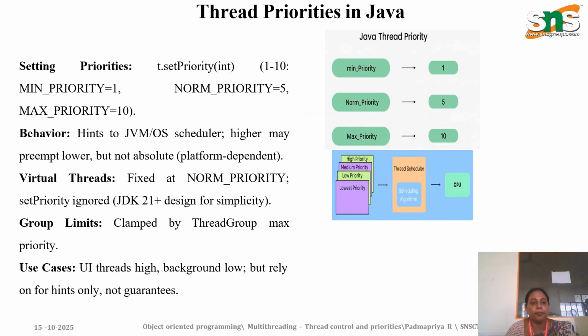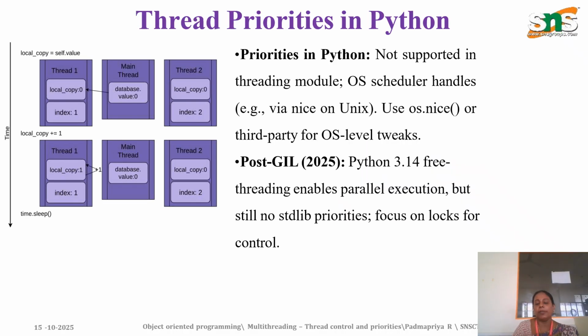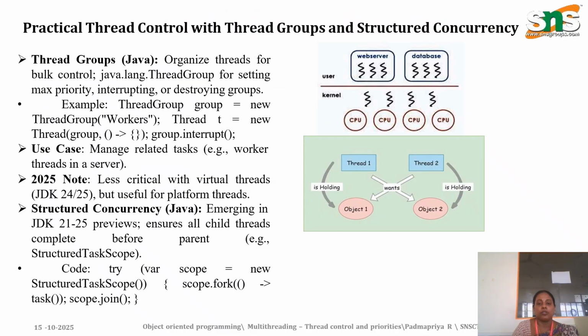And these are the thread priorities: setting priorities, behaviors, virtual threads, group limits, and use cases. Thread priorities vary between Java and Python. This is the use case of the thread while managing related tasks. Again, we are going to do the thread execution in the user kernel method. Thank you.